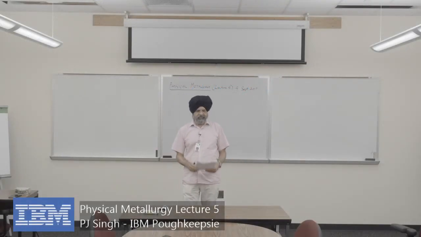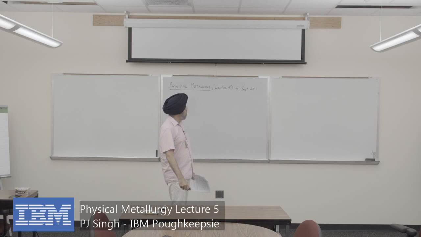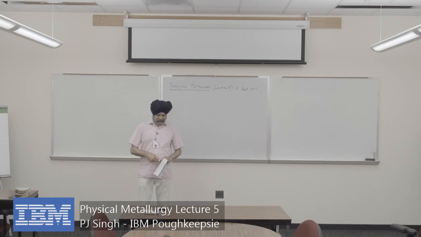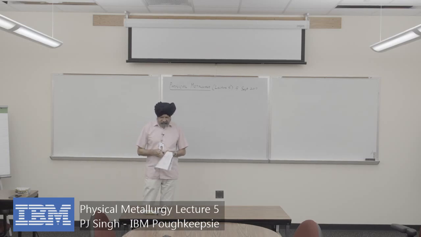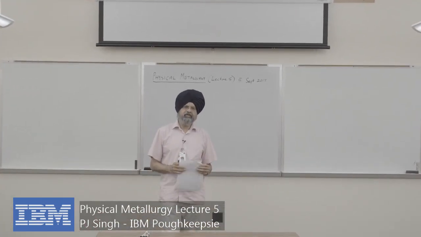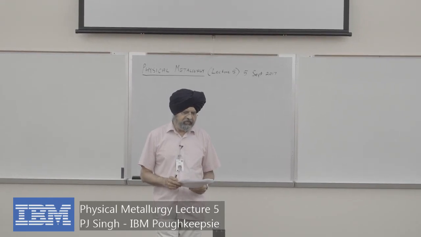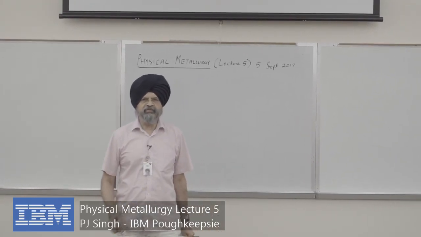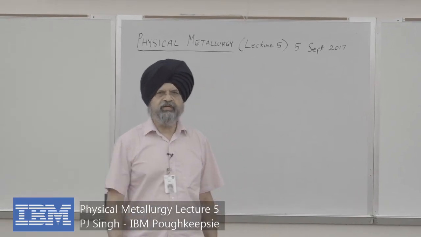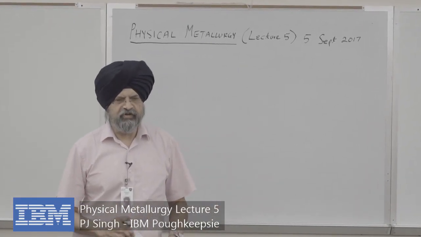Today is lecture 5 of physical metallurgy. Happens to be 5th of September 2017. So today we'll continue with the iron carbon diagram, steel metallurgy, because steel metallurgy basically covers a lot of physical metallurgy. So when we study steel metallurgy, we study many aspects of physical metallurgy.